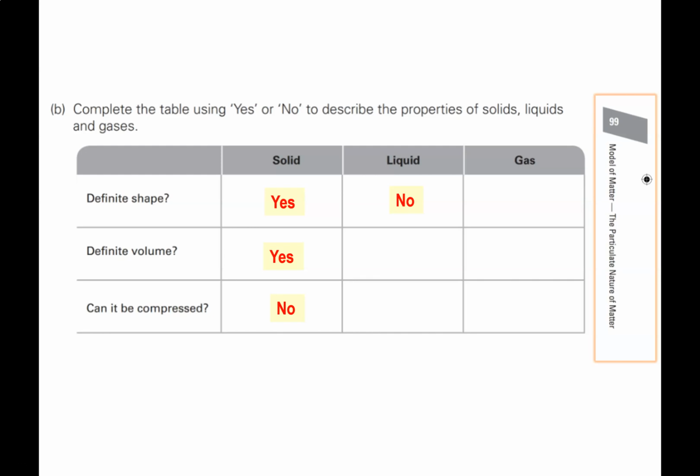Liquids don't have a definite shape. They follow the shape of the container. Liquids have a definite volume. Liquids cannot be compressed because the particles are quite closely packed. Gas particles don't have definite shape or volume, and gas particles can be compressed.